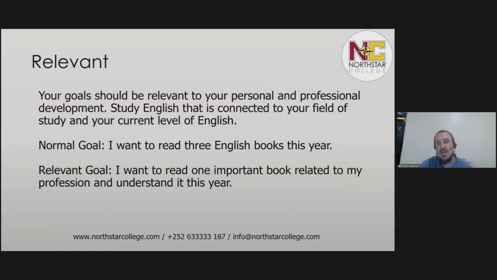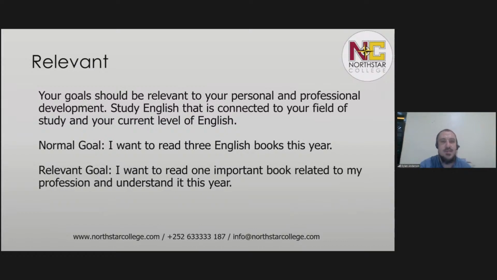The next letter in SMART is R. So, relevant. Your goals should be relevant to your personal and professional development. Relevant means related, right? So if you're studying medicine, you should spend more time learning medical English than you should, for example, studying English within business or finance. Those are some good words to learn, obviously, but maybe they're not relevant. They're not related to your personal goals and what you want to achieve.